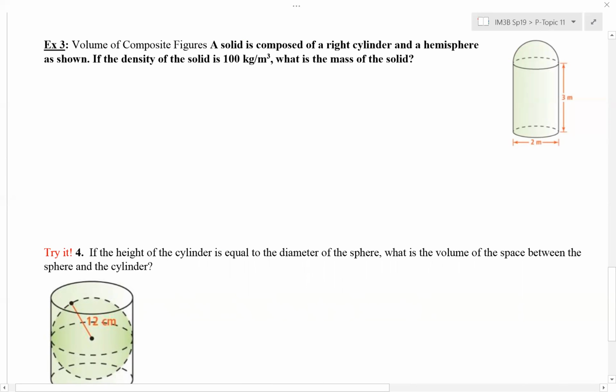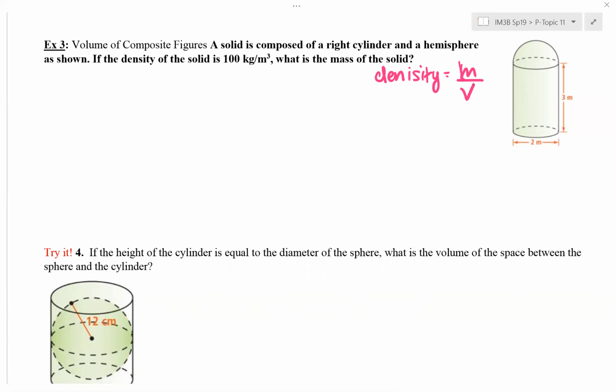Close. It's mass times volume. No, you're right. Sorry, you're right. Density is... wait, which one? Volume over mass? Mass over volume. Okay. So we need to find our mass.